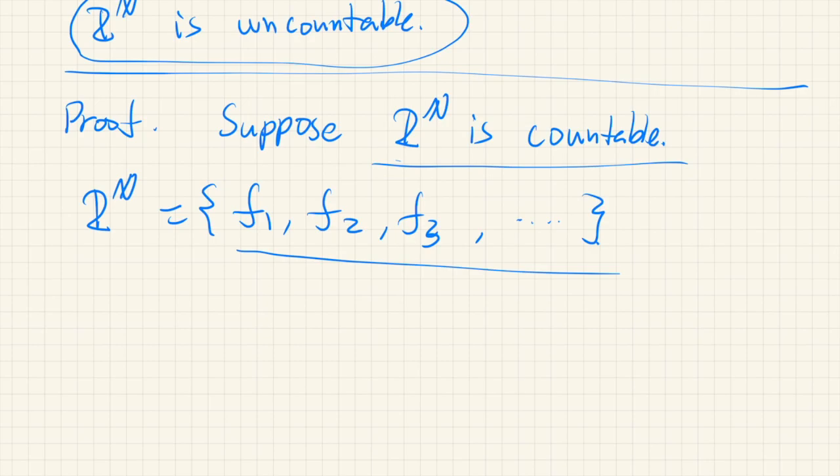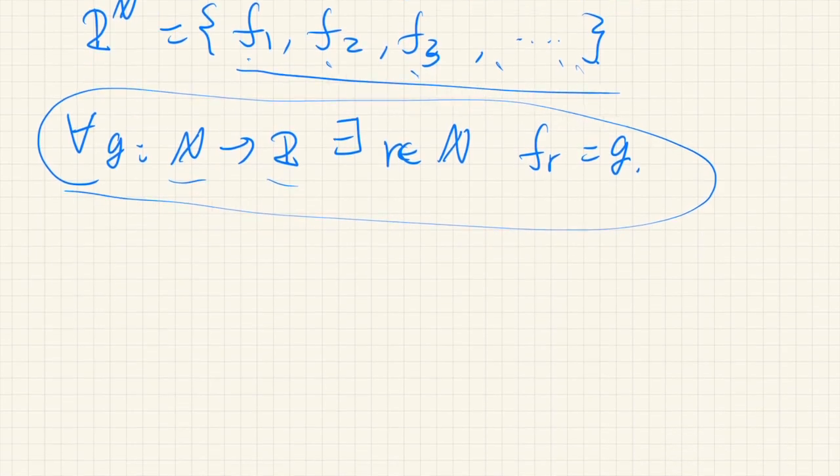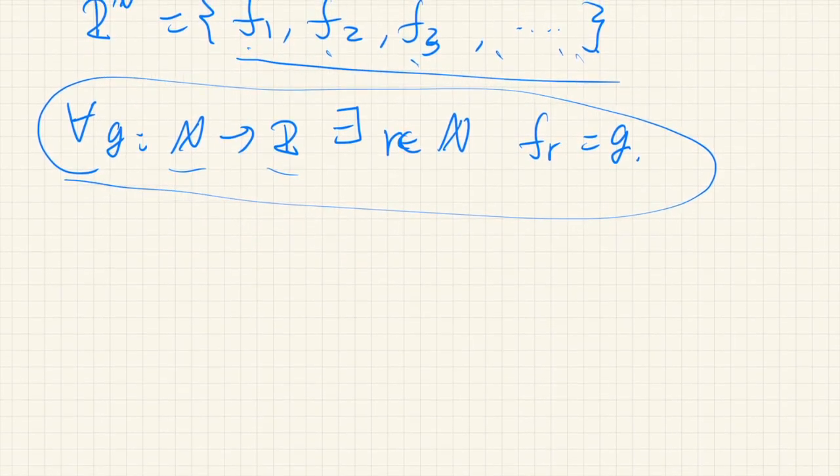Okay, so this also means that for any map from the natural numbers to this 2-element set, there exists some natural number r such that fr is equal to this function. So for any function from natural numbers to 0 or 1, that function must be one of these elements. Okay, that's what countable implies. Now let's define the following map.